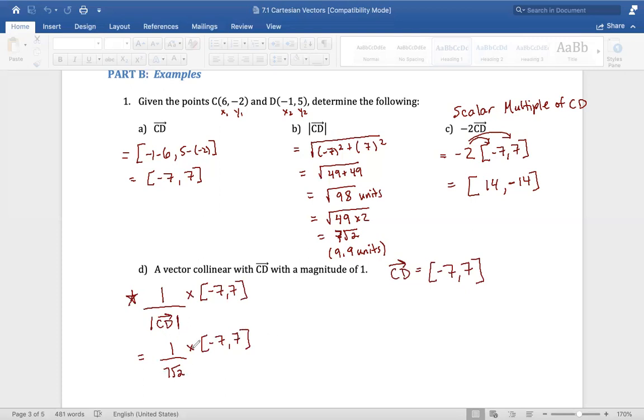So again, this is like a scalar multiple. This is a value of k. It's getting multiplied in. When I multiply that in, I have -7 on top over 7 root 2, comma, 7 times 1 is 7, and that's over 1, so 1 times 7 root 2 is 7 root 2. And the 7s would nicely cancel out and become 1s. So then I'm left with a -1 over root 2 and a +1 over root 2.